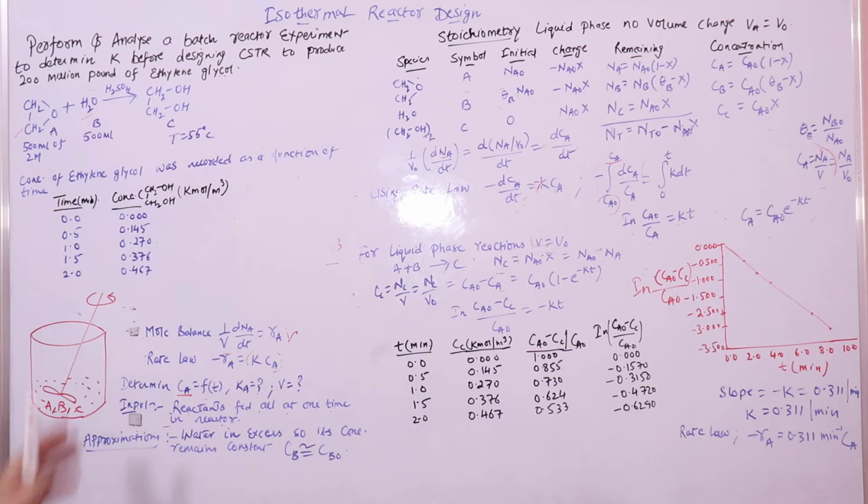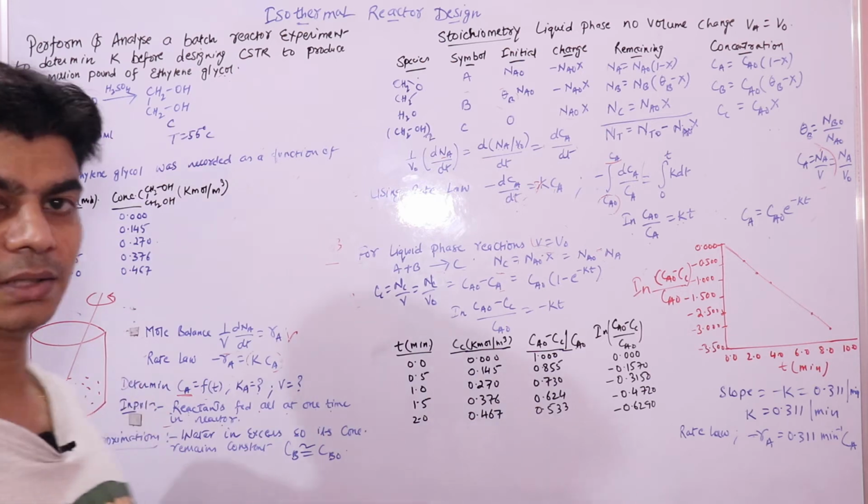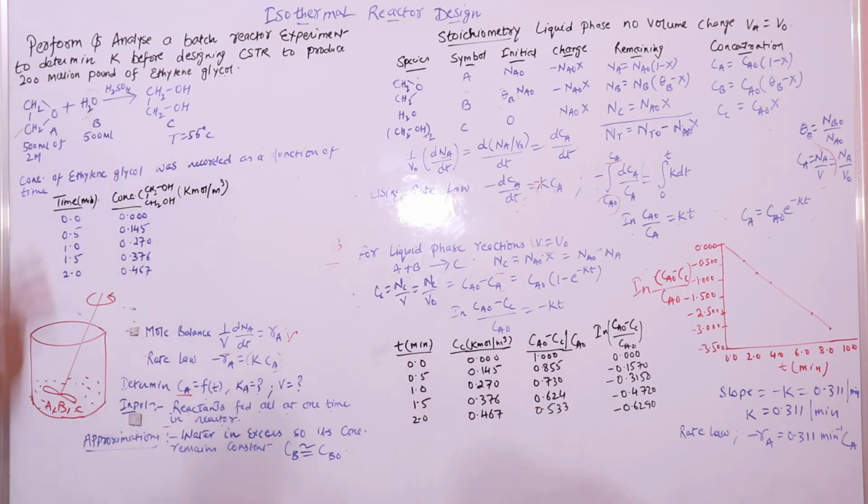So let's perform this experiment to find the value of K for this reaction. This is a CSTR, this is a batch reactor, I'm sorry, where you have fed the reactants ethylene oxide and water.